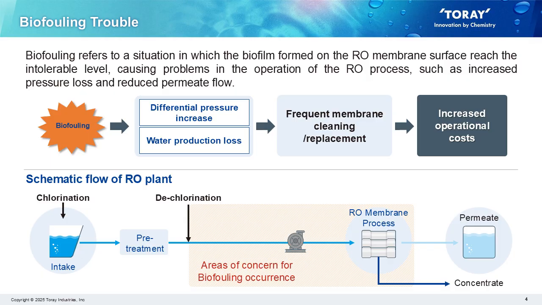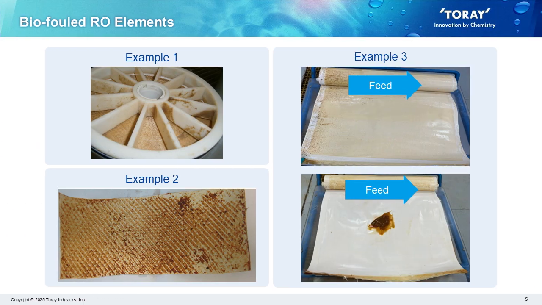When biofouling occurs, problems such as increased pressure loss and reduced permeate flow are caused, and frequent chemical cleaning or membrane replacement becomes necessary. To significantly reduce operational costs, it is essential to predict and take preventive measures before the problem arises. As the biofilm develops, brown, sticky organic matter accumulates within the elements, obstructing the flow paths.